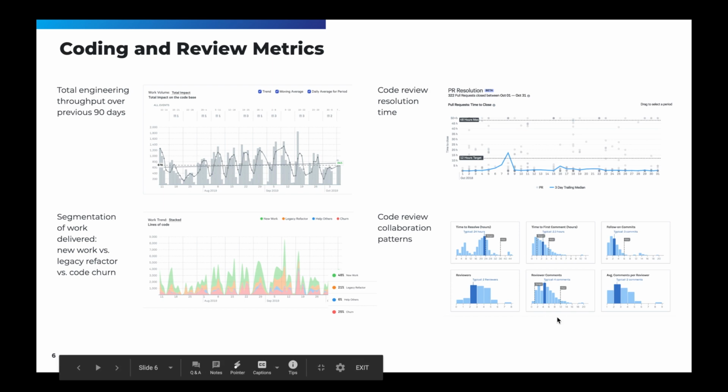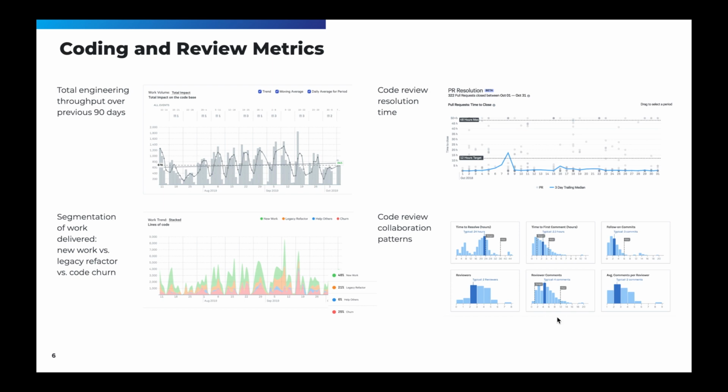Lastly, in the bottom right, a 30,000-foot view into the code review and collaboration patterns. This is the pull request. What we're showing you, for example, is time and hours from when a pull request is open to when it's eventually merged or closed, time to resolve. Time to first comment, time and hours from when that pull request is open to when it's eventually picked up for review by the team.